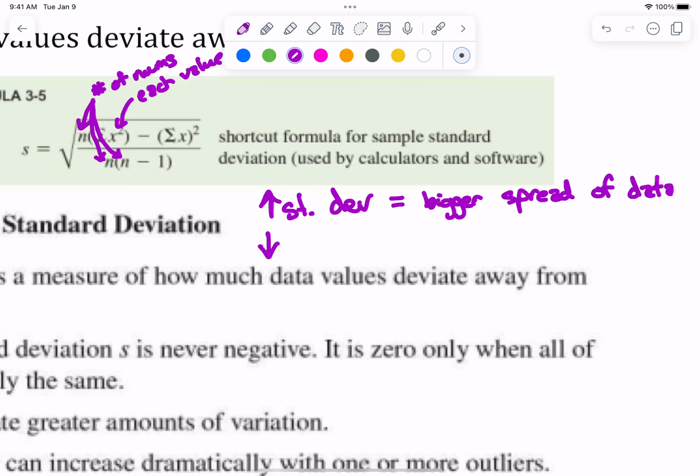Okay, and then lower would be, I'm going to say more consistent. More consistent. Okay, your data is closer together, it's more consistent with a smaller standard deviation, relatively. Okay, good? Got it?